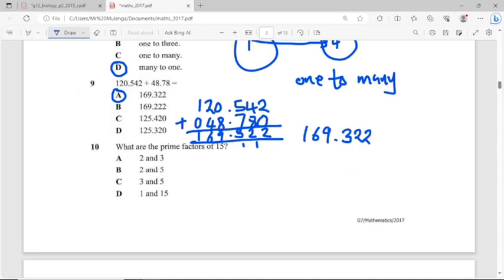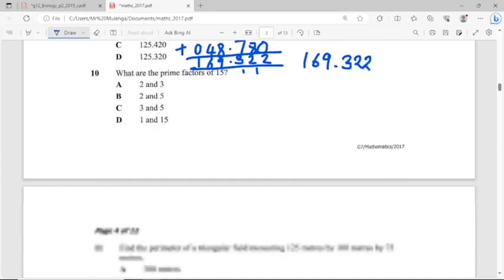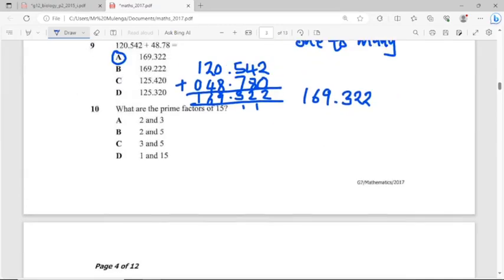Let us now look at question 10. Okay, we now look at question 10. So question 10 here, what are the prime factors of 15? So we are talking of prime factors. We are talking of prime factors of what? 15.